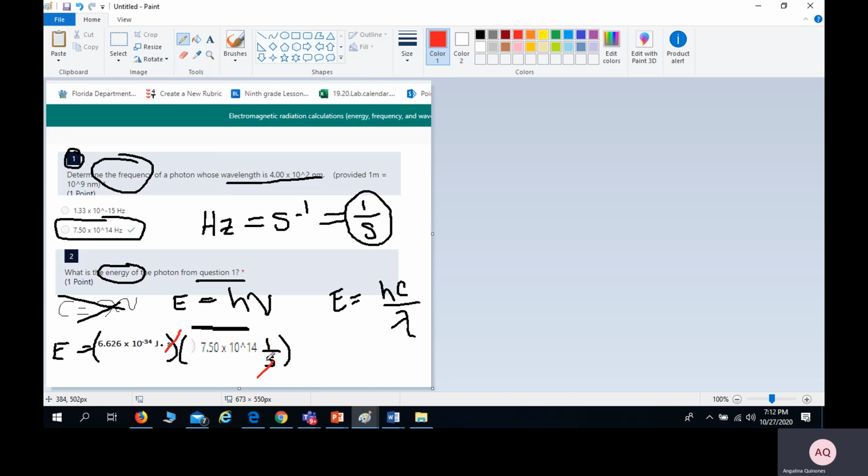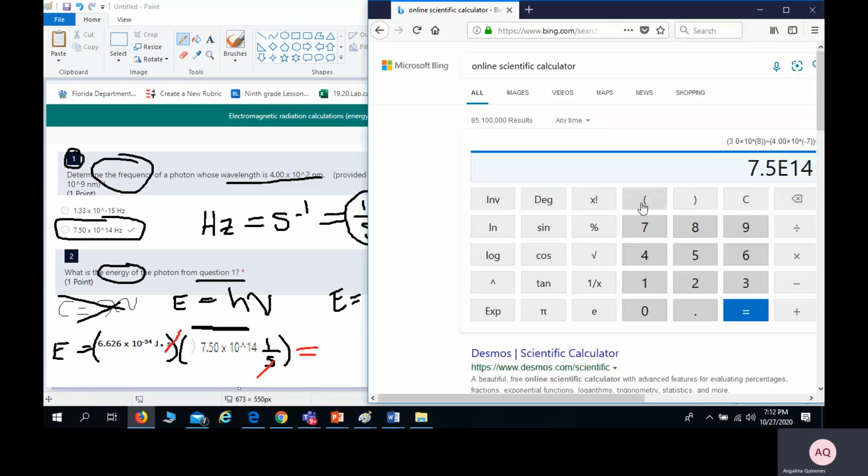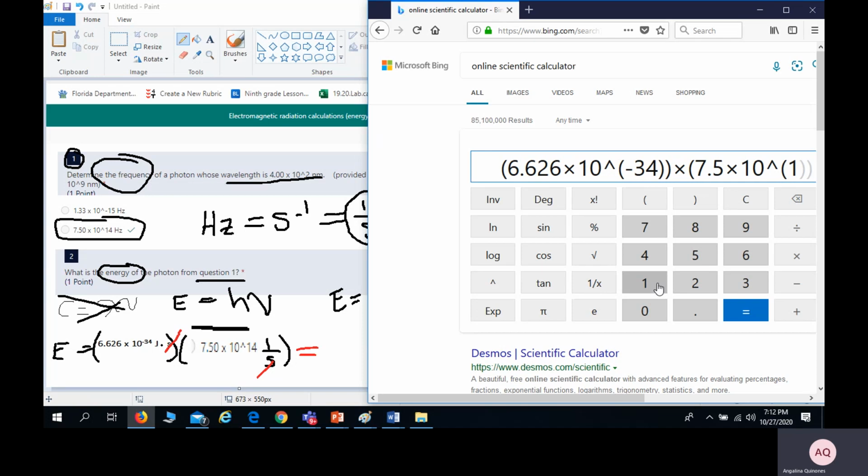Now that I know my units all match up, I'm going to go ahead and do the math. In your calculator, you can just put this all in. So parentheses 6.626 times 10 to the power of negative 34 multiplied by parentheses 7.5 times 10 to the power of 14. You might be asking why I didn't include this 0. The 0 at the end isn't going to make a difference, but if you included it, not a big deal.